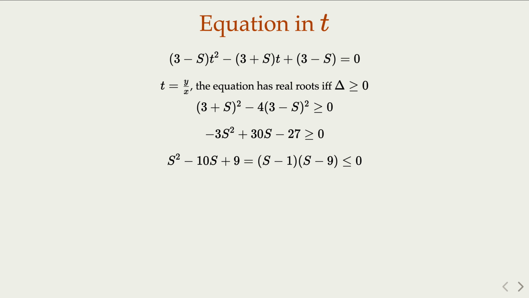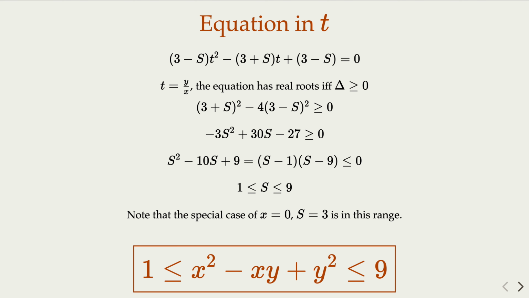This quadratic has this property here. So in other words, we know s must be between 1 and 9 in order for the equation in t to have real roots. Remember, the special case of x equal to 0, y squared equals 3, gives s equal to 3, which is in that range. In other words, the special case won't take the min or max value. The min value is 1, the max value is 9 for the original problem. So this is what we have for this method.